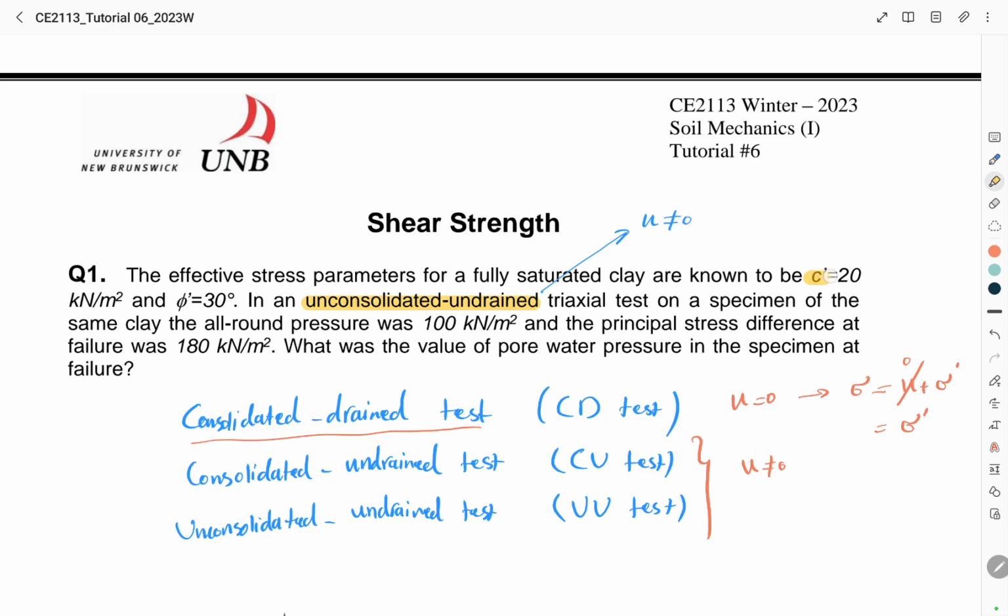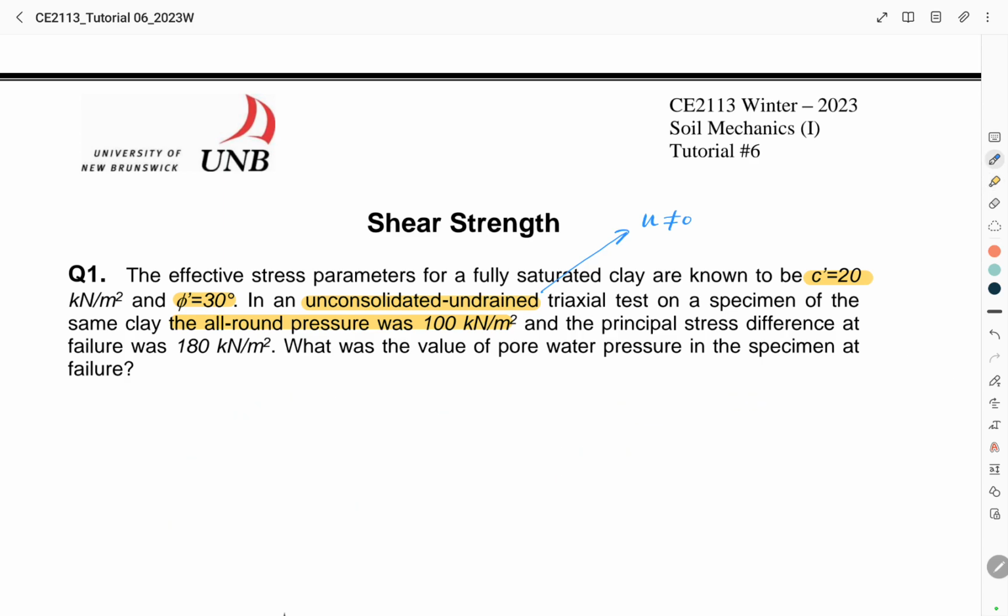The values of c prime and phi prime are given to you. The value of all around pressure is given to you. This would be your sigma 3, which is equal to 100 kilopascal, and the principal stress difference, sigma prime 1 minus sigma prime 3, is equal to 180 kilopascal. And now the question is asking for the value of pore water pressure, or u.